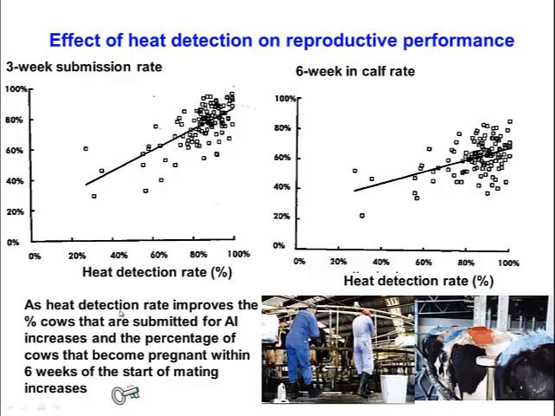So the message is, as the heat detection rate improves, the percentage of cows that are submitted for AI increases, and the percentage of cows that become pregnant within the first 6 weeks of the start of mating also increases.